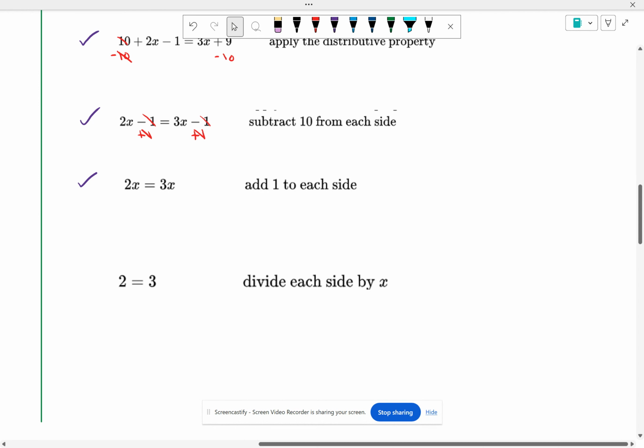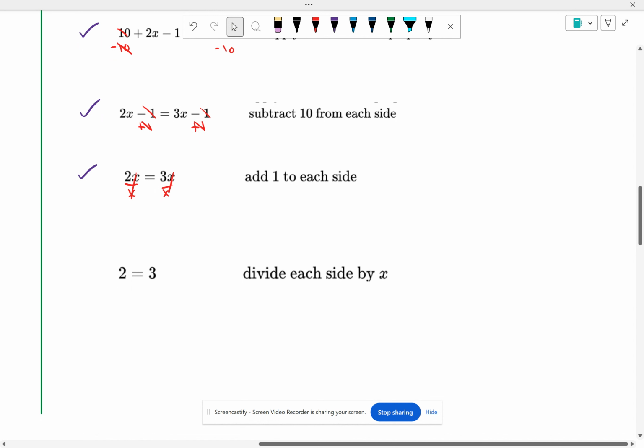And then, to get this final step, it looks like he's dividing both sides by x. So if I divide both sides by x, those x's cancel out, I get 2 equals 3. Now, it turns out that this might lead you to believe that there's no solution.